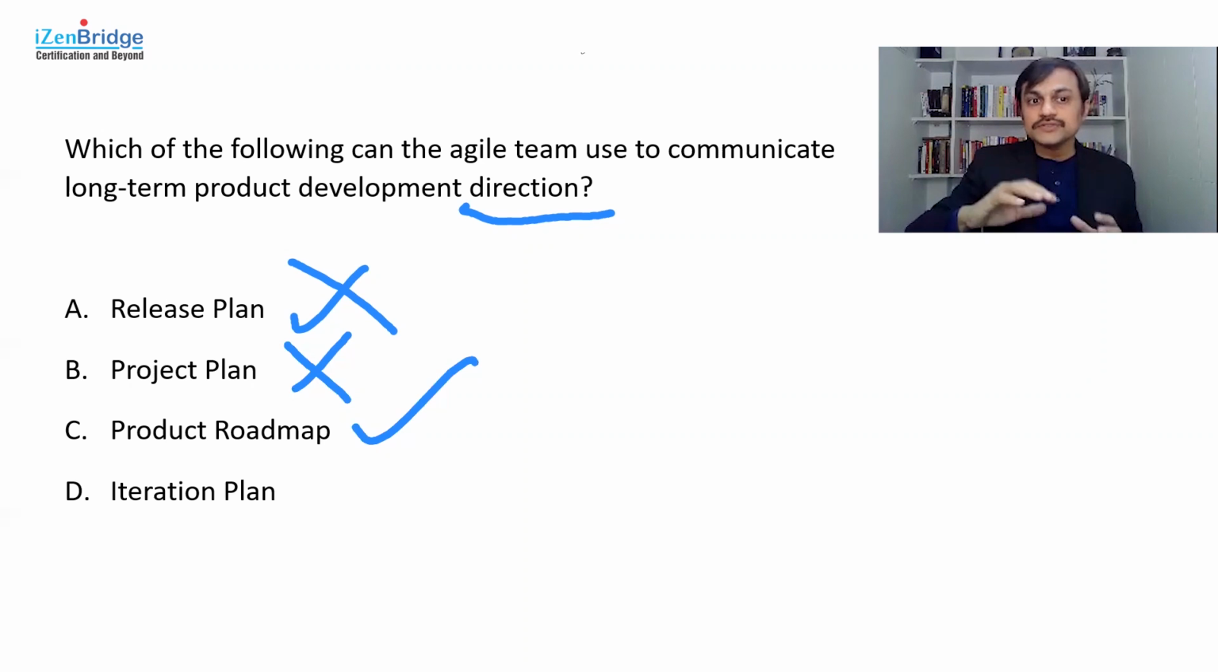So the product roadmap gives us long-term development direction. It also works as a collaborative tool to bring alignment on the priorities as well as high-level goals. High-level priorities and high-level goals; detailed prioritization happens in the product backlog. So for me, this is the right option. Iteration plan, as we know, is specific for the given iteration. It's pretty much in detail, but it only talks about a particular iteration. So that's how option C, which is product roadmap, seems to be a good option in this particular situation.